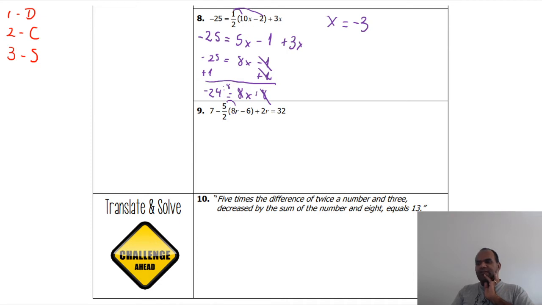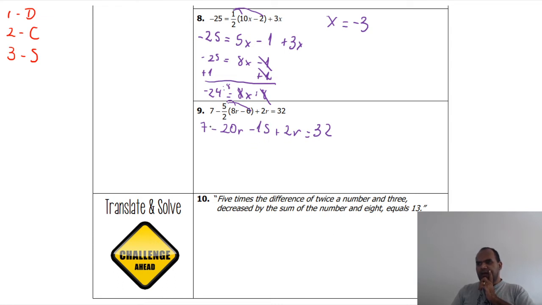Half of 8 is 4. 4 times 5 is 20. 7 minus 20r. And a half of 6 is 3. 3 times 5, it's negative 15, so 7 minus 20r plus 15, plus 2r equals 32. Right now, let's work on this, the combine like terms.